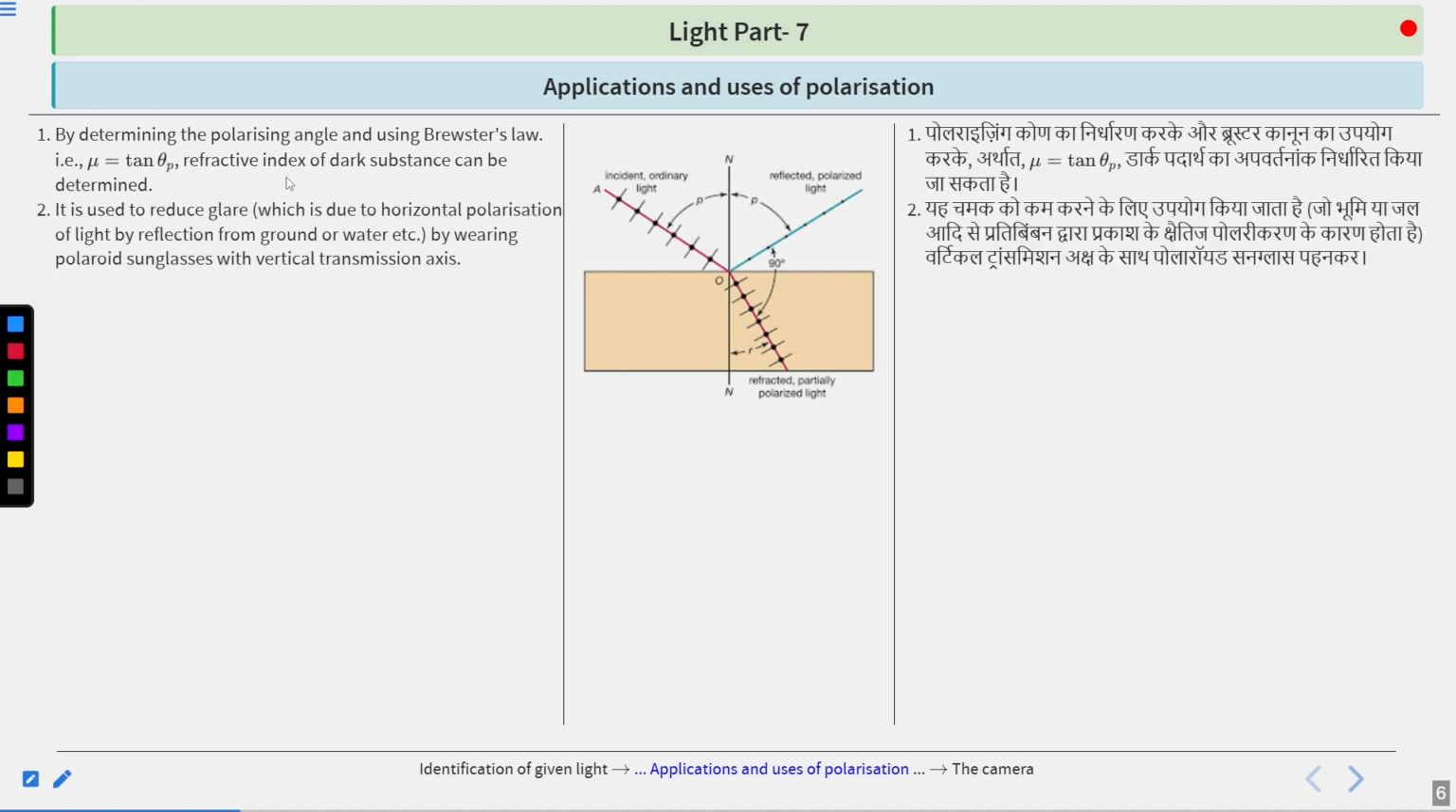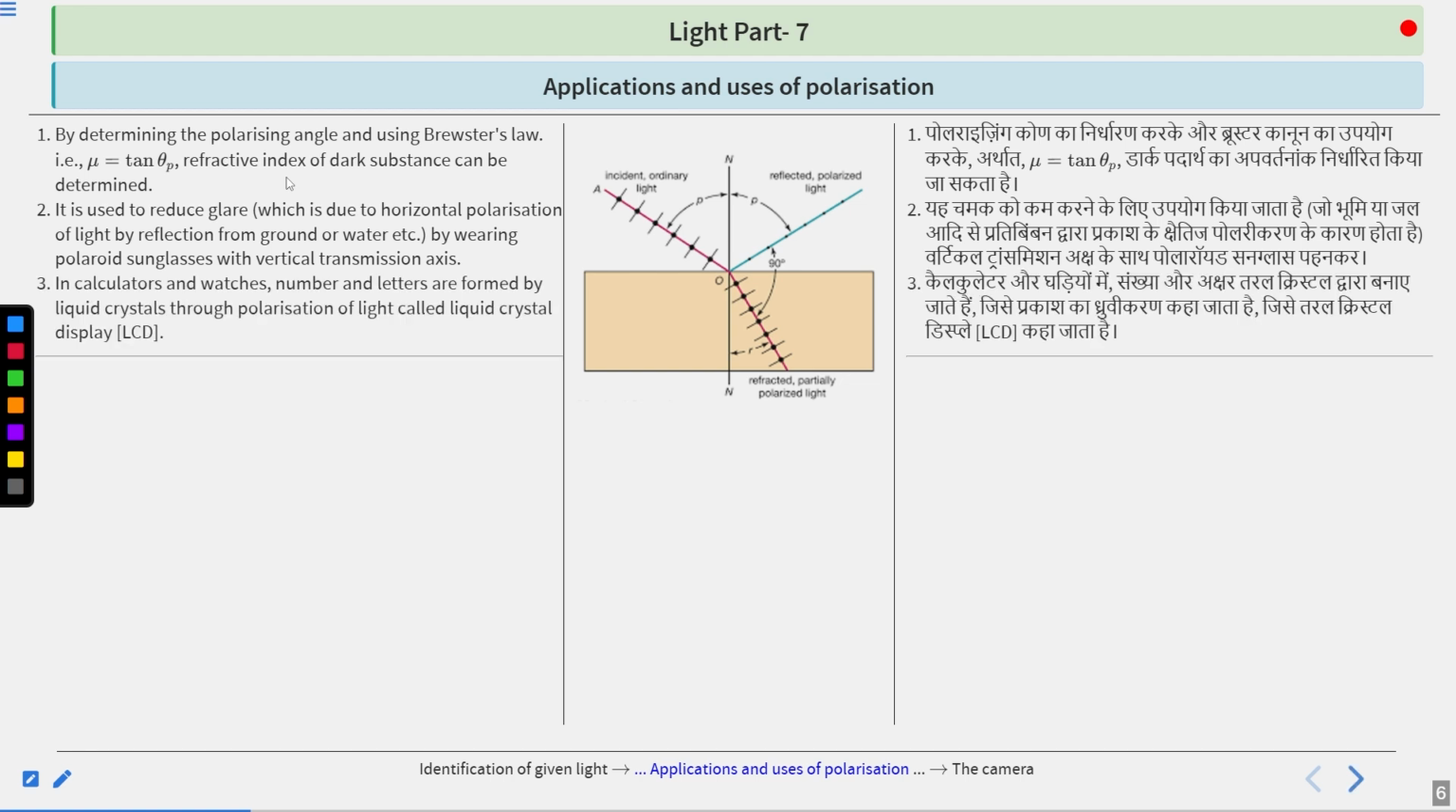It is used to reduce glare, which is due to the horizontal polarization of light by reflection from ground or water, etc., by wearing Polaroid sunglasses with vertical transmission axis. In calculators and watches, numbers and letters are formed by liquid crystal through polarization of light, which we call the liquid crystal display or LCD.